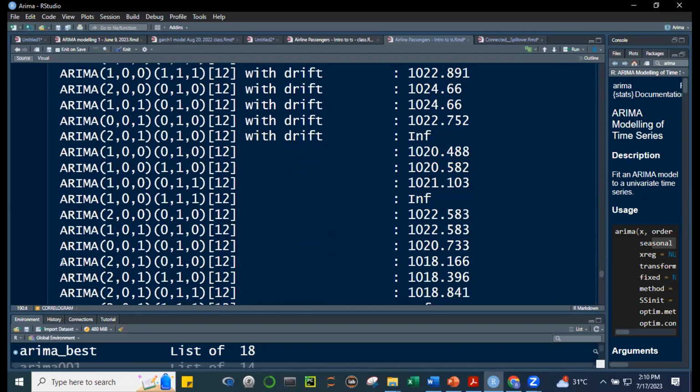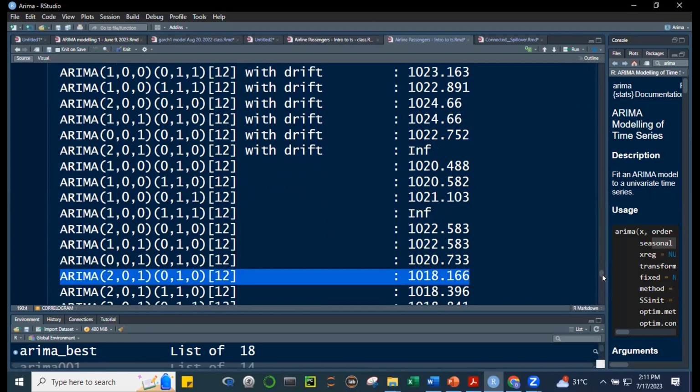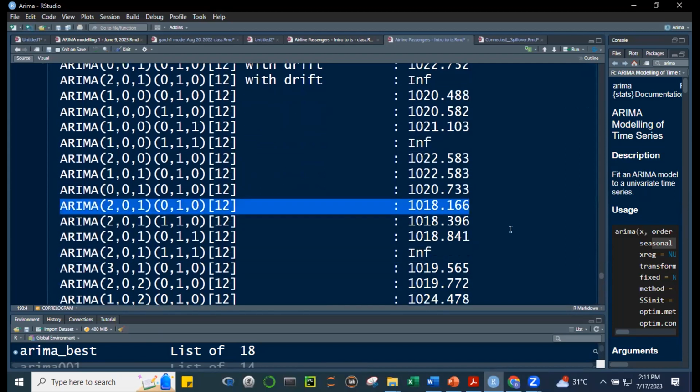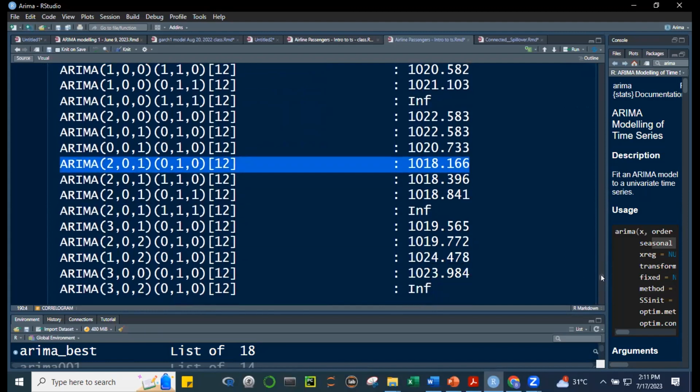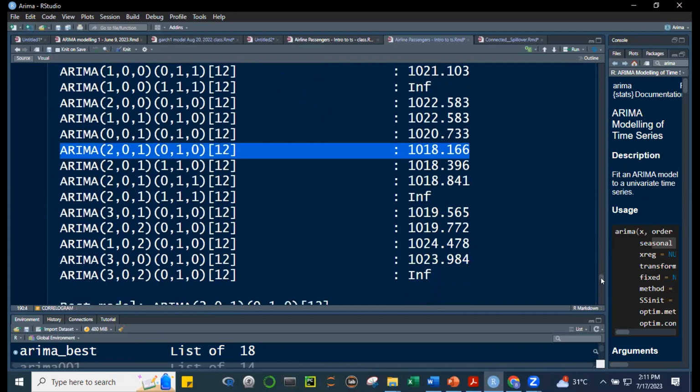This one, 201 010. The Akaike is 1018.166. So among these, ito yung smallest na AIC. Kaya ang sinasabi niya, this is the best solution. Smallest na AIC. Akaike information criterion. Okay.